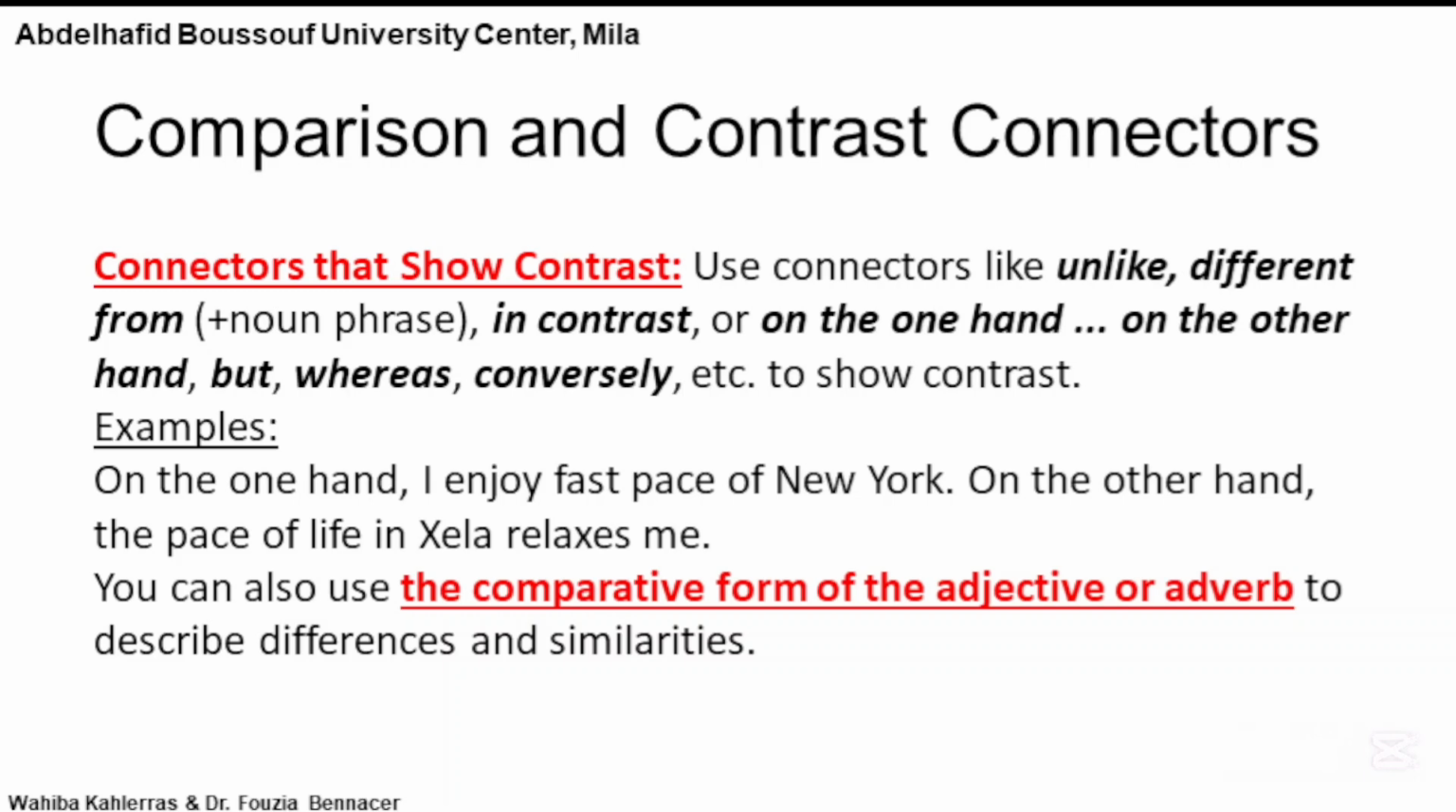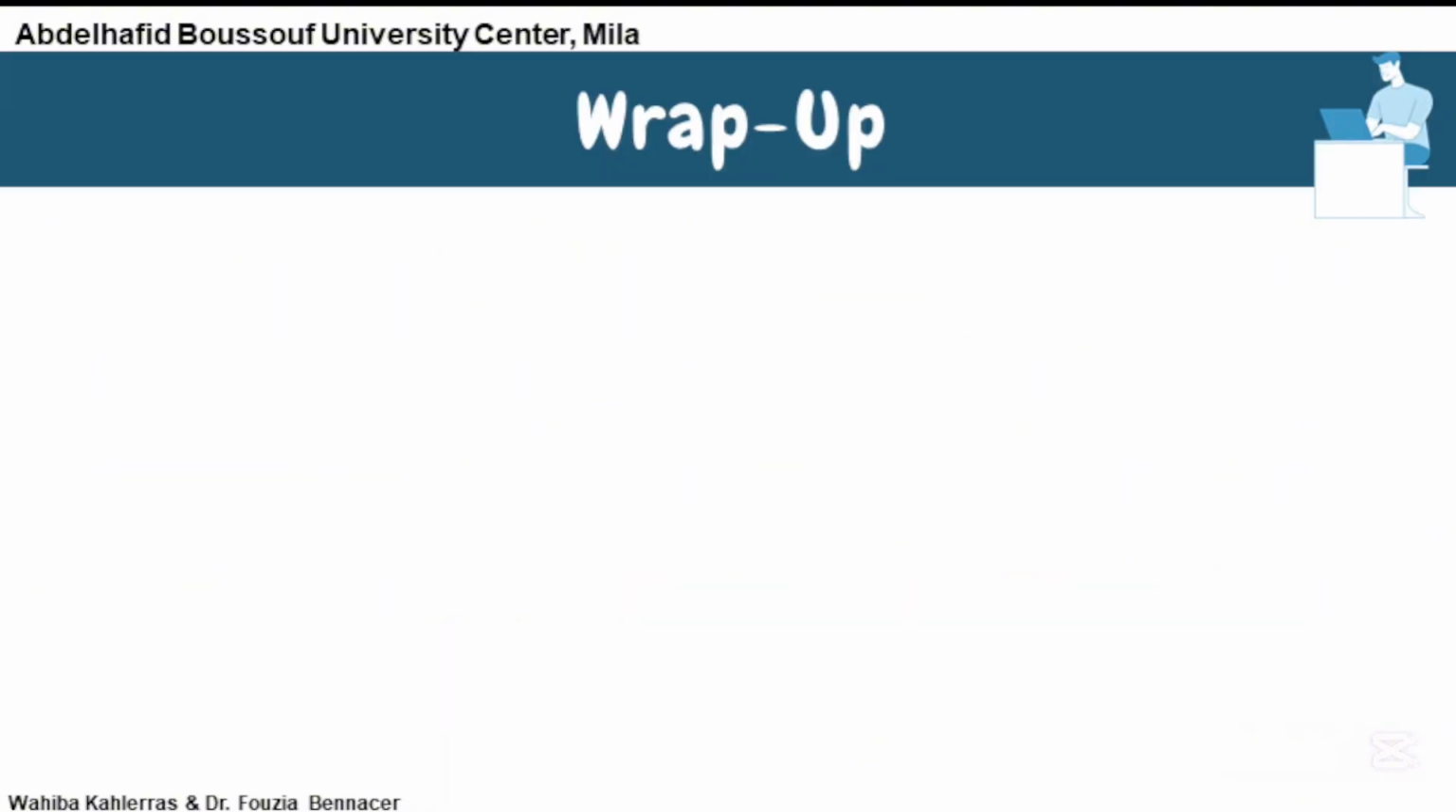It is as relaxing as. A is as relaxing as B. A is more relaxing than B. A is less relaxing than B. If it is short, I say A is slower than B. Let's wrap up our lesson quickly.